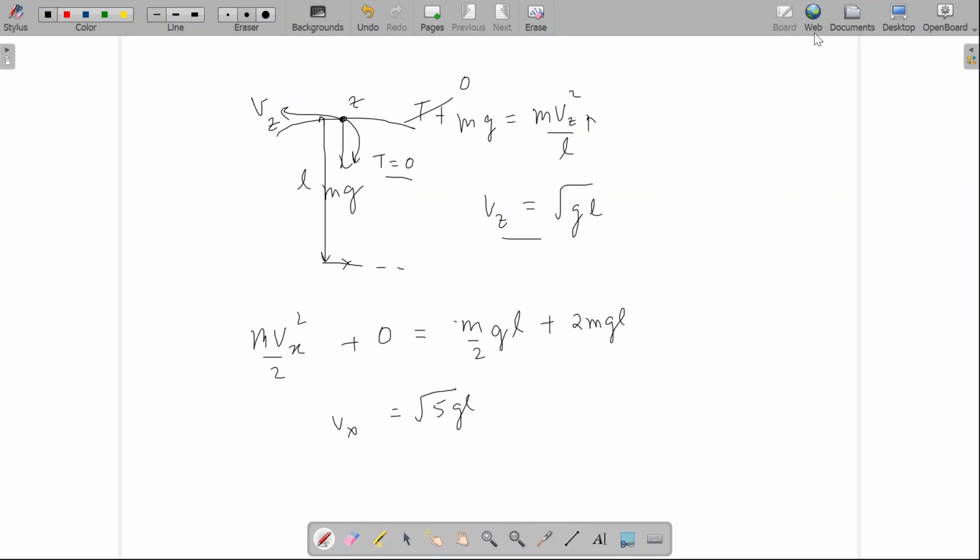Similarly, in this circle, let us say this is the velocity of the particle at this middle point, vy. So this is left to you as an exercise. The value of this vy would be root 3 gL. You can find it using the potential energy and kinetic energy equation.